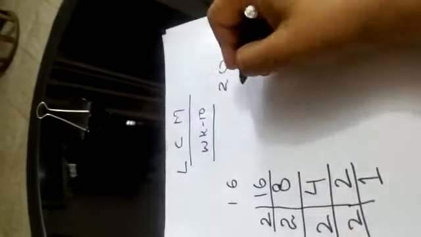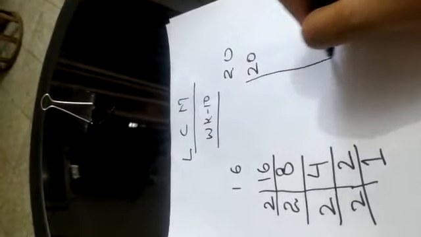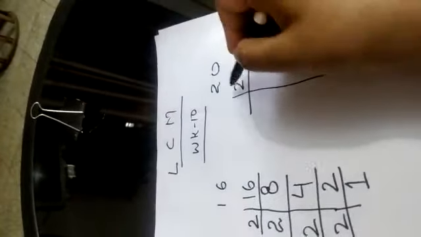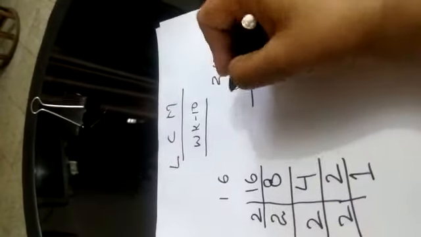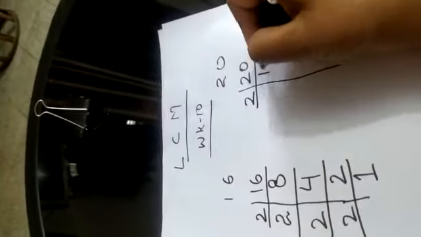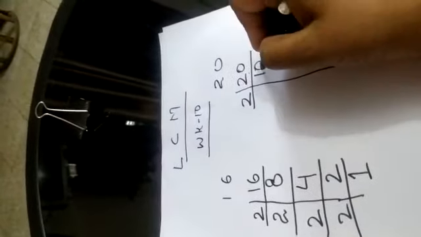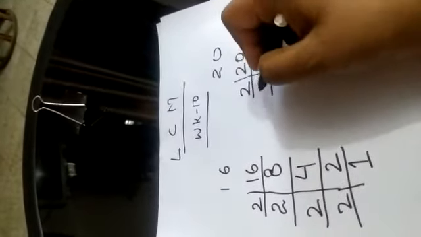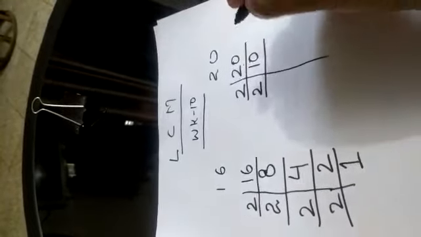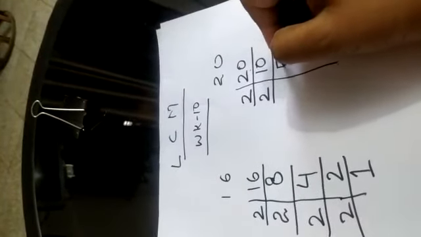Now let us find the prime factorization of 20. 20 is a composite number. We divide 20 by 2. After dividing, we get 10 as a quotient. Now 10 is a composite number. We again divide 10 by 2, 2 being the lowest prime number. After dividing, we get 5 as a quotient.